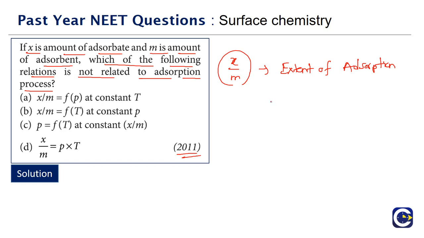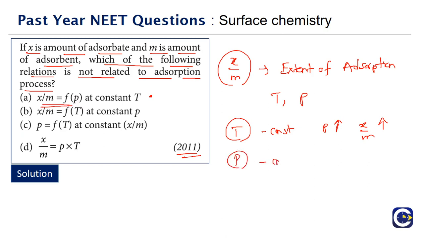Now the X by M value will depend upon temperature as well as pressure. If you are looking at the adsorption of gases on the surface of a solid, what usually happens is if the temperature is maintained constant, then with increasing pressure the X by M value will initially increase and then it will reach the saturation value. Means if we maintain temperature constant, then X by M value will be a function of the pressure. If we maintain pressure constant, then X by M value will depend upon the temperature.